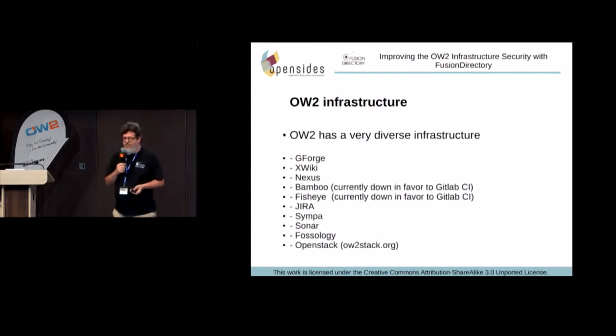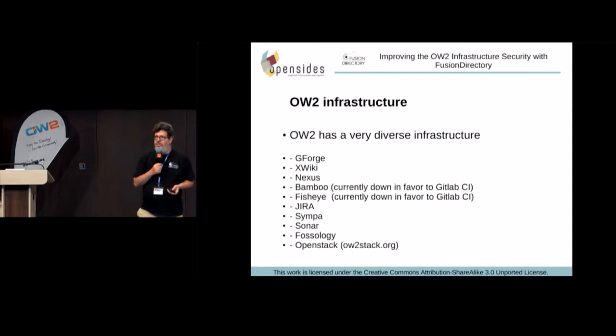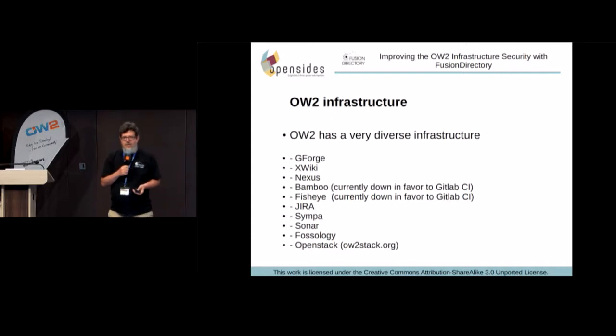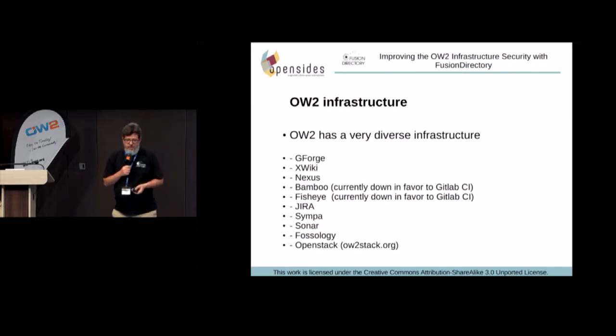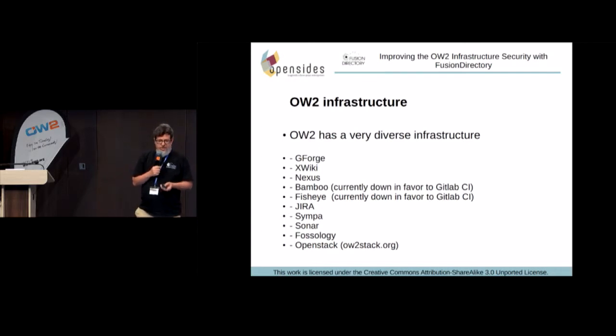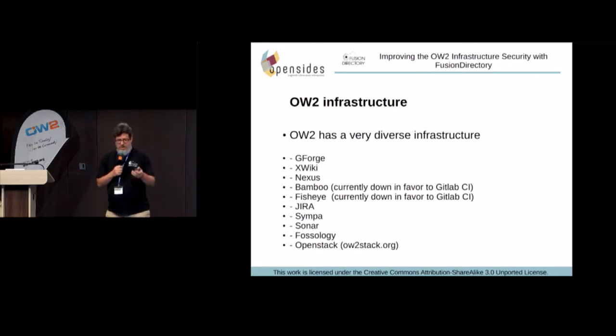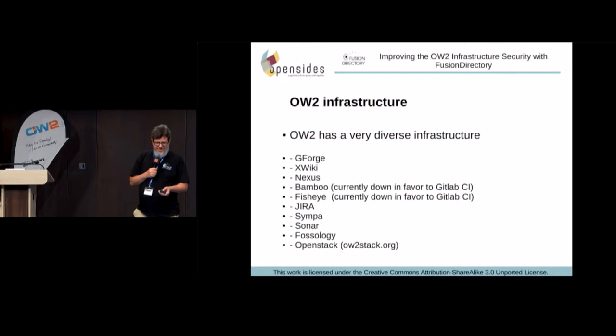So at the start, like many organizations, OW2 has a lot of applications to manage, lots of accounts, lots of people, and lots of projects. So they have all those kinds of applications that should connect to some source of credentials to let people in. You can see GeForge, XWiki, Nexus, Bamboo and Fisheye, which are replaced by GitLab CI, then Jira, Sympa, Sonar, Photology, and OpenStack. I don't know how OpenStack connects today, but that should be interesting.